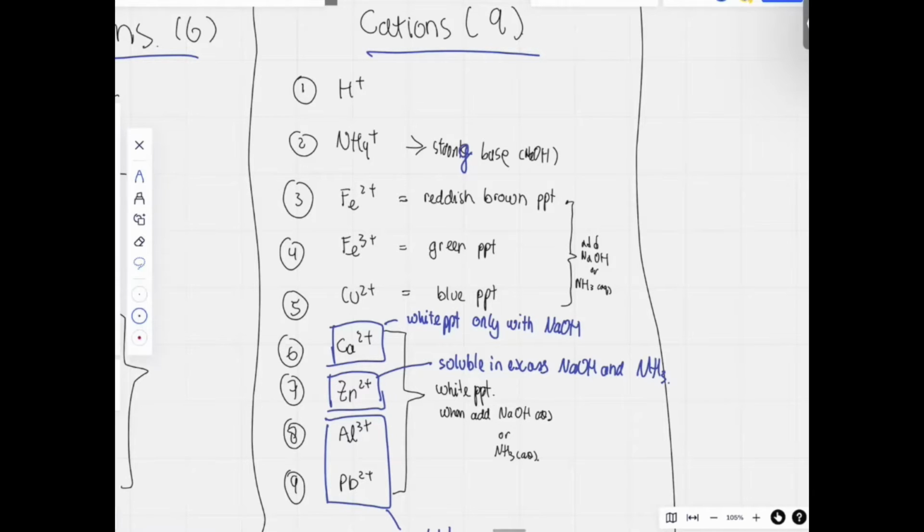NH4 plus is ammonium. It's not a gas. It is a cation in aqueous solution. How to test? You add a strong base, any strong base. Usually they use sodium hydroxide.